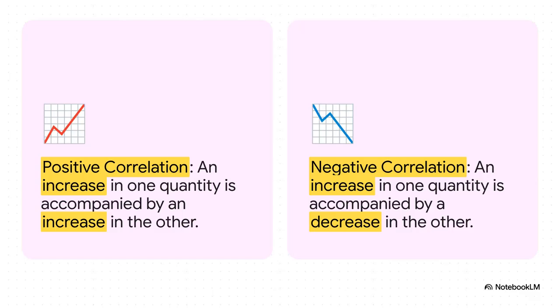And really, there are just two main types you gotta know for this quiz. For positive correlation, just think up and up. As one number goes up, the other one tends to go up too. And for negative, you guessed it, think up and down. As one number goes up, the other one goes down. It really is that simple.